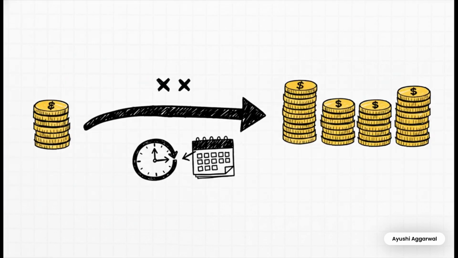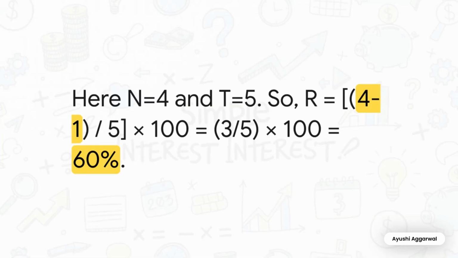A sum of money becomes 4 times itself in 5 years. We need to find the rate of interest per year. So, how do we use our new formula here? Easy. Here, n is 4, because the sum becomes 4 times itself, and t is 5 years. We just plug those into the formula.